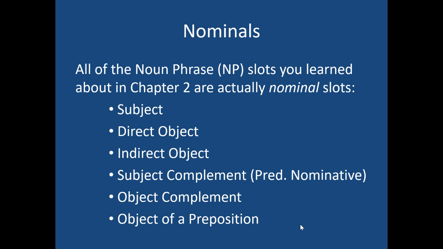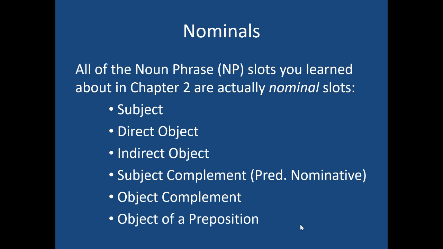So our author lets us know that all the noun phrase slots, which we call the NP slots, that we've learned up to this point through Chapter 2 are actually called nominal slots. It's kind of a minor detail, but we found that when we talk about a subject or a direct object, an indirect object, the subject complement, which we refer to as the predicate nominative, like a pattern 3 or a pattern 5, the object complement, like a pattern 10, or the object of preposition, well, we've been putting nouns in there.